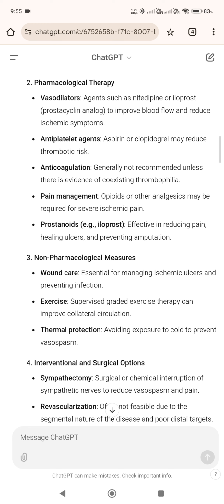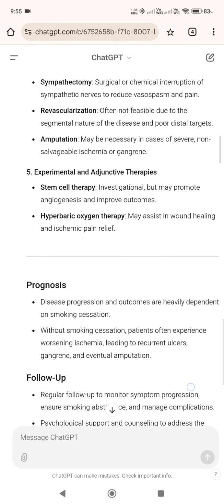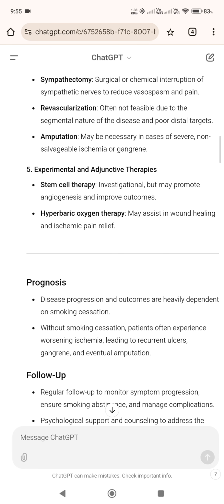4. Interventional and surgical options. Sympathectomy, surgical or chemical interruption of sympathetic nerves to reduce vasospasm and pain. Revascularization, often not feasible due to the segmental nature of the disease and poor distal targets. Amputation may be necessary in cases of severe non-salvageable ischemia or gangrene.